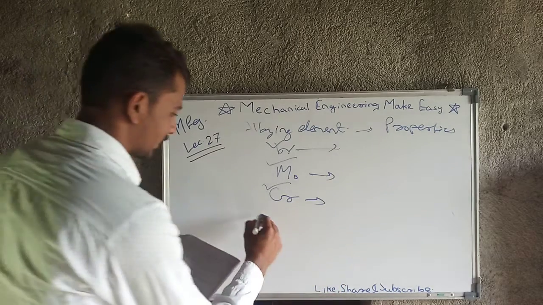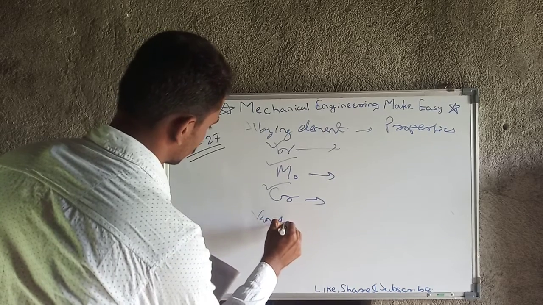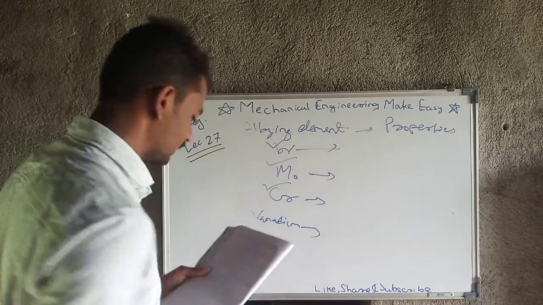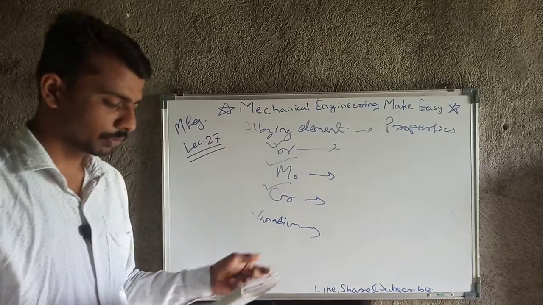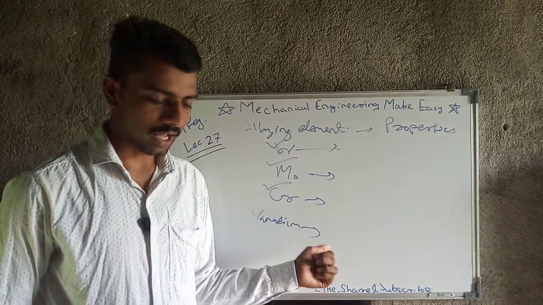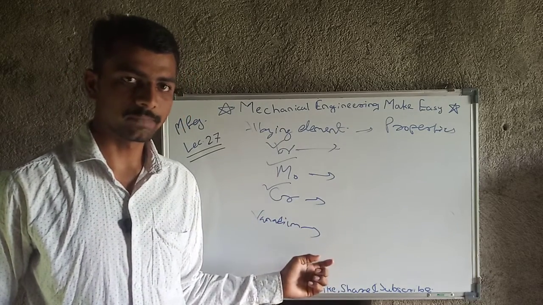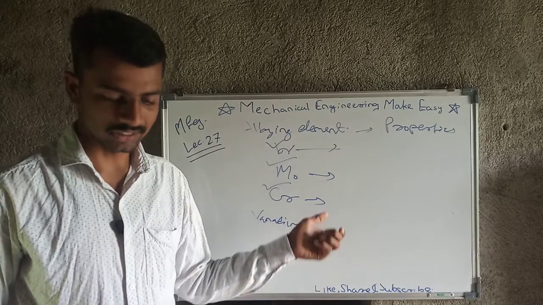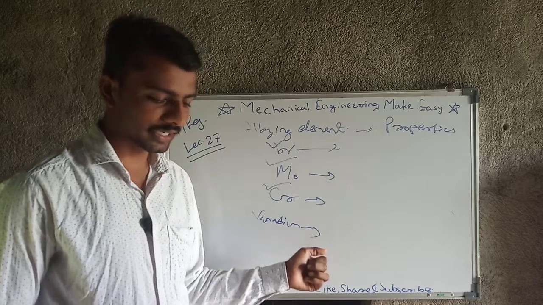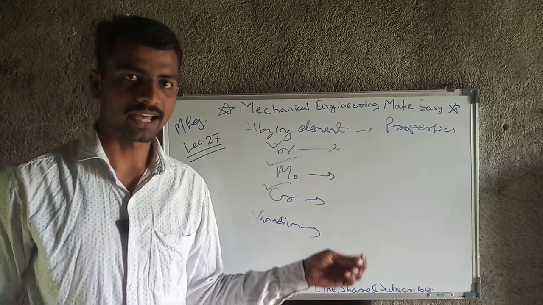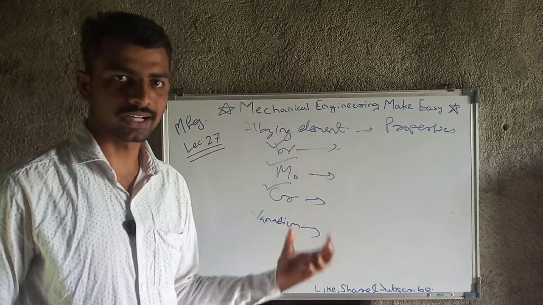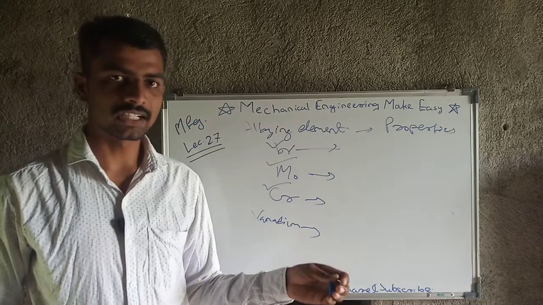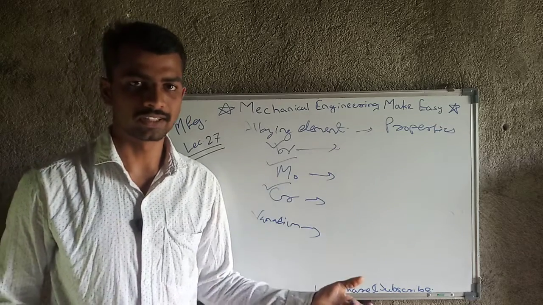Then next is vanadium. Vanadium is also about the same, combining with carbon for wear resistance. So vanadium combines with carbon, that's why wear resistance increases. It also retards grain growth for better toughness, and as grain growth is retarded by vanadium, the toughness of the material increases.